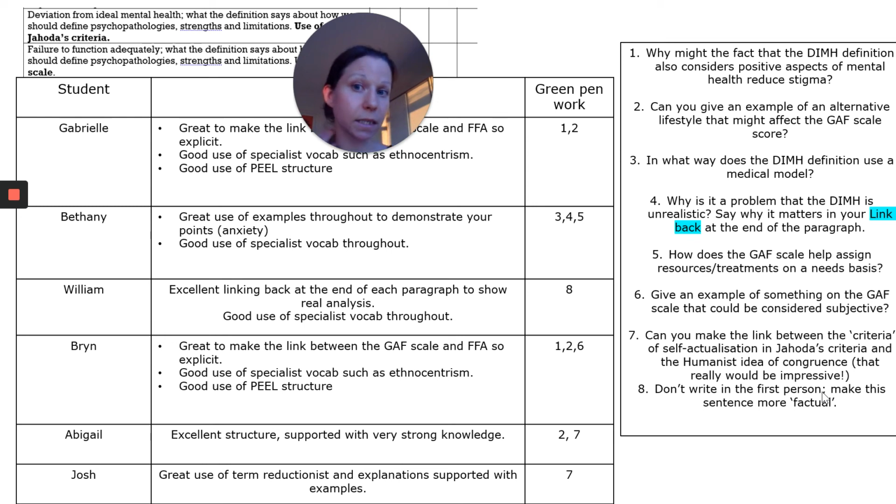Okay, so that is it. I promised it wouldn't be a full hour's lesson, and it hasn't been. So you do your green pen improvements on your essay, and you do those evaluation paragraphs for me. Just basically set it out as the table.